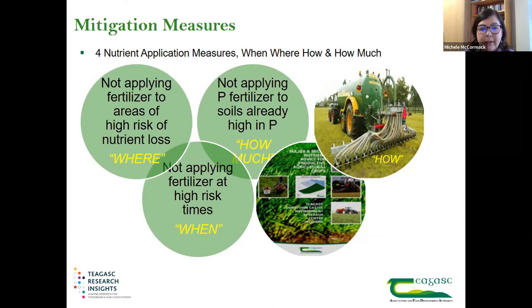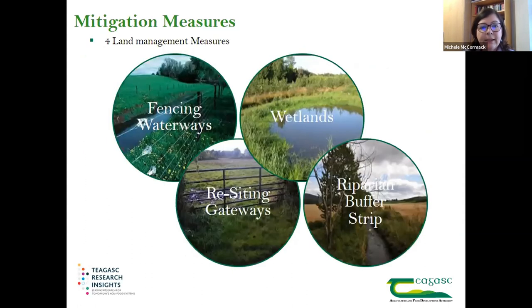The second group of mitigation measures we call land management measures. These are kind of a once-off measure of doing something. They're not done all the time, but they probably involve more of a cost. So we have fencing off waterways, establishing a wetland, resiting gateways, and establishing a riparian buffer strip. So these are more of a land management measure.